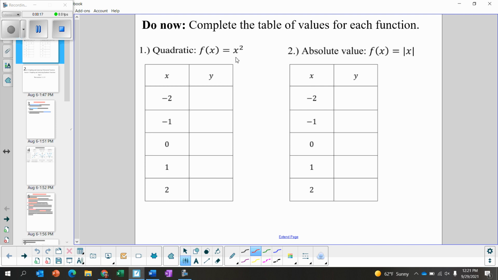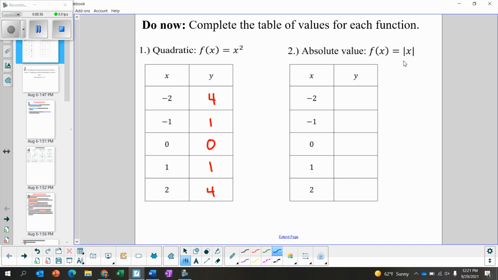So if I plug in -2, -2 times -2 is +4. -1 times -1 is 1, 0 times 0 is 0, 1 times 1 is 1, and 2 times 2 is 4. Then looking at the second one, we have the absolute value of x.